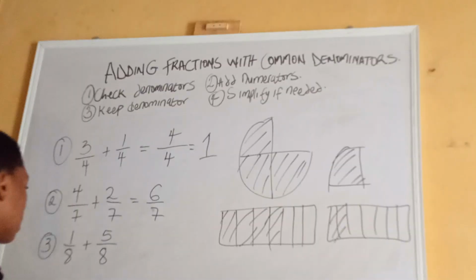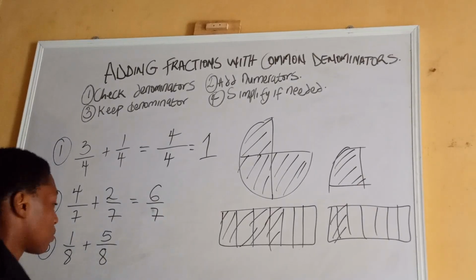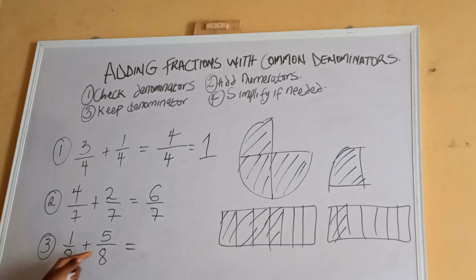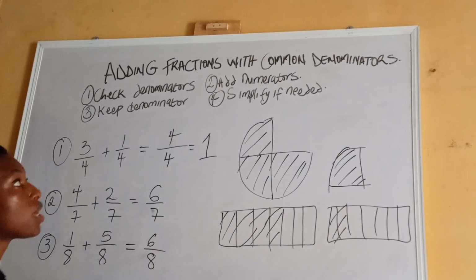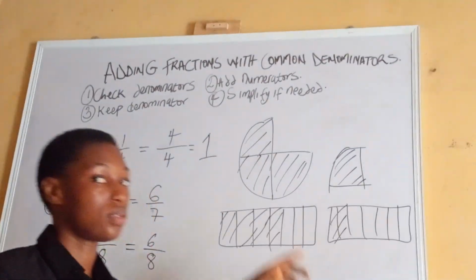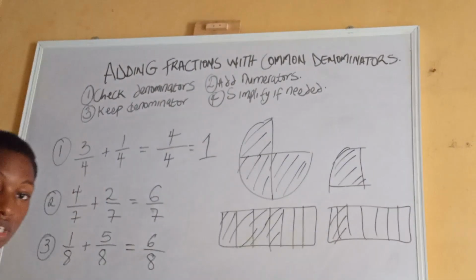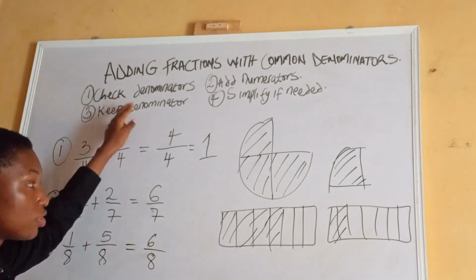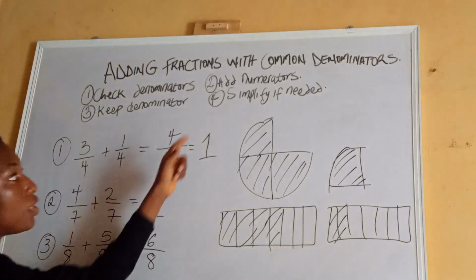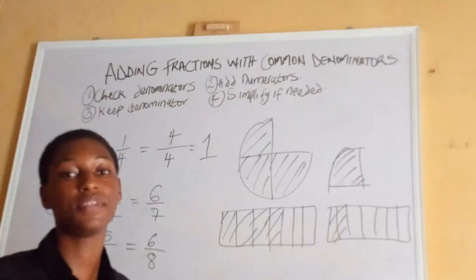The same thing. The last one, so that's what you're going to do. So you are just going to add the numerators and then keep the denominator. So you have 5 plus 1, that's 6, all over the denominator is 8. So that is how to add fractions with the same common denominator. So the rule still applies. Check the denominator. And I've said why. You add the numerators, you keep the denominator, and you simplify if need be.